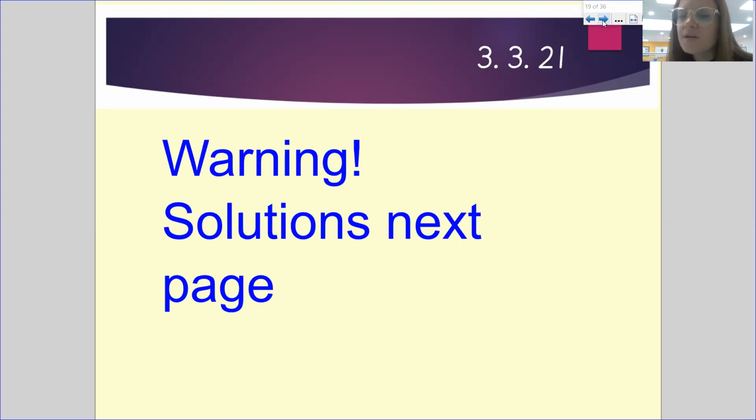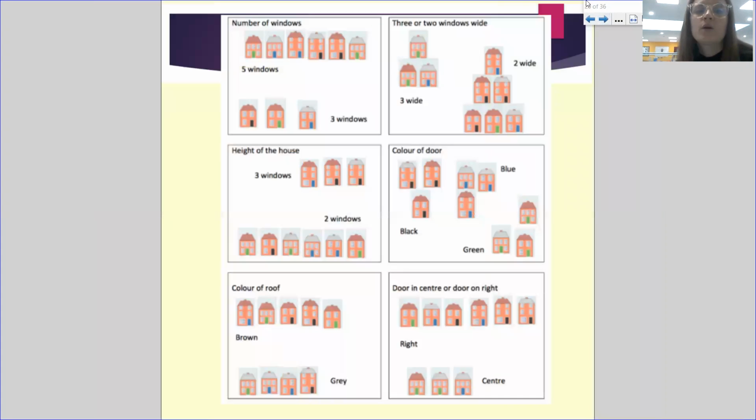Well done. Let's have a look at the solutions and see how many of the answers that you got were correct. We could sort them by numbers of windows. So some of the houses have 5 windows, some have 3. We could say how wide they are. So some of them have 3 windows across, some of them only have 2. We could say the height of the houses. We could say some are 3 windows high, some are 2 windows high.